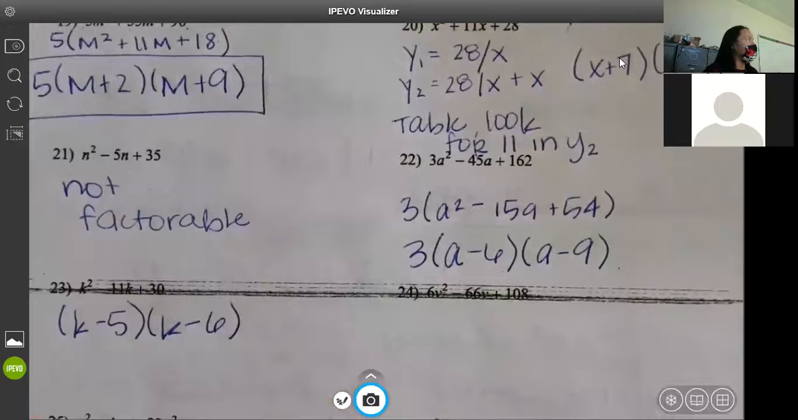Any questions on this? The other two are just like that. It's GCF and then doing your factors. Okay, or the other last one.